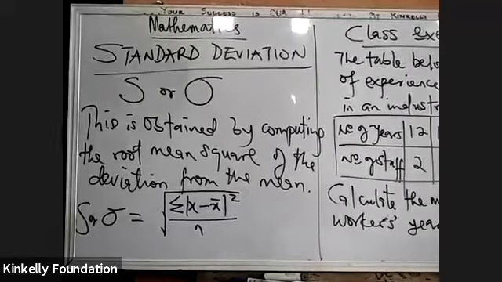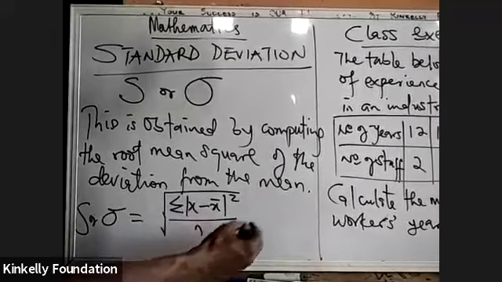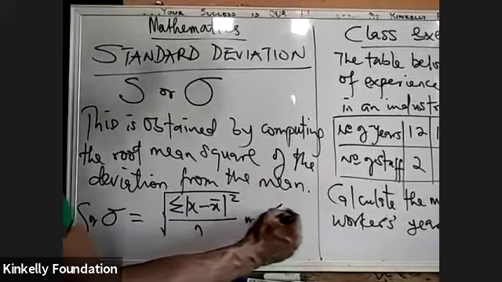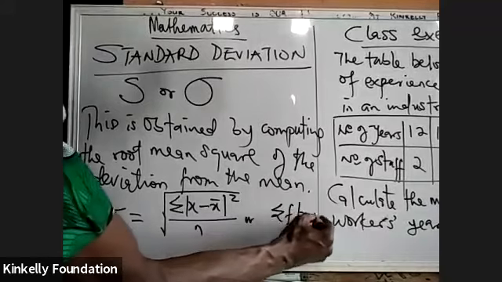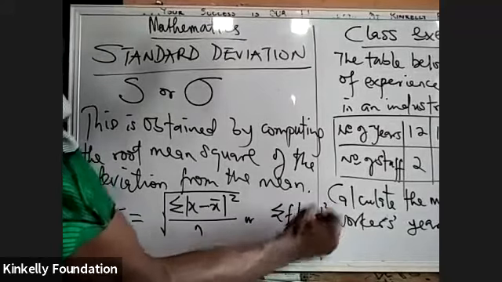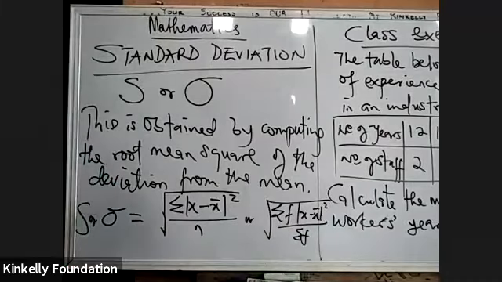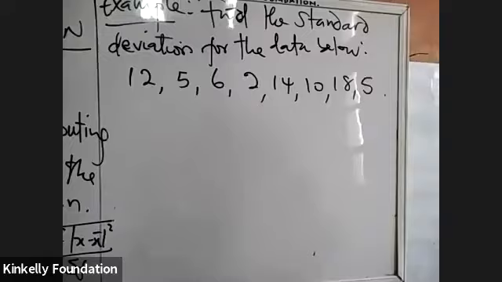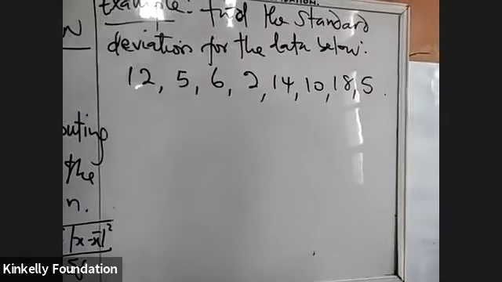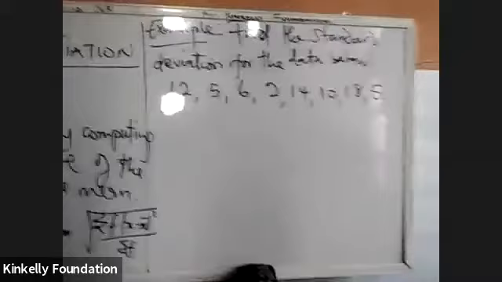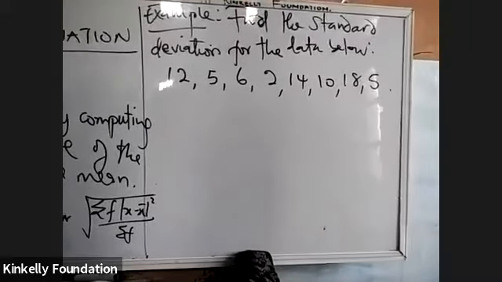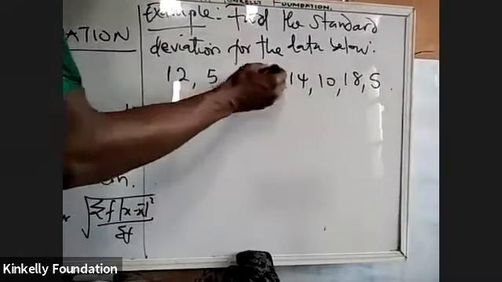When we talk about the one involving frequency, you can say it is the summation of F times this, all over the summation of F, then take the root. That is what we mean by that. Find the standard deviation for the data below.